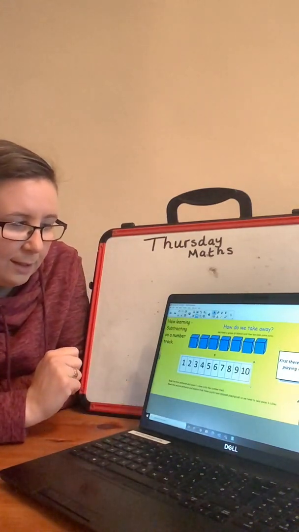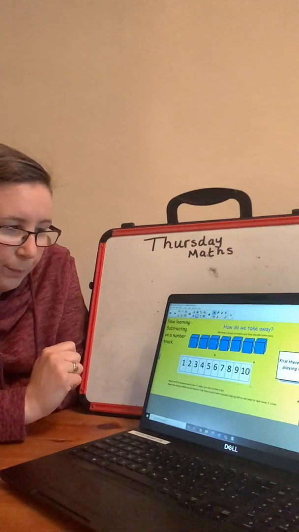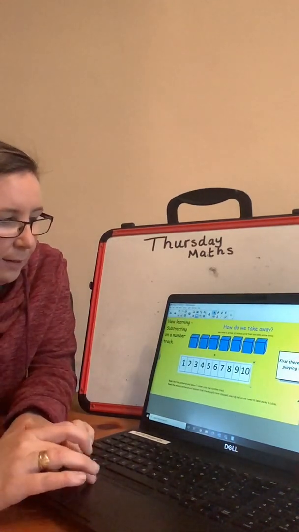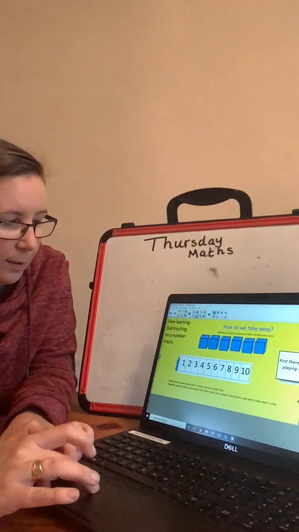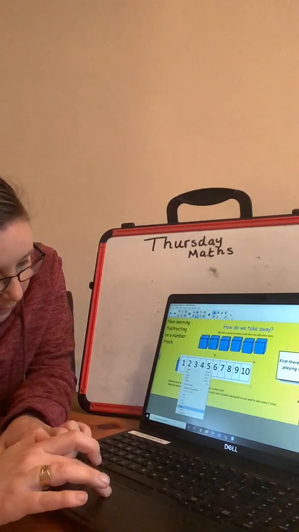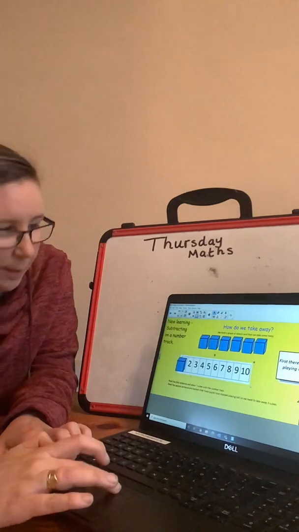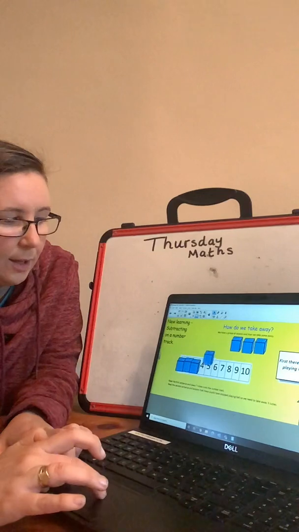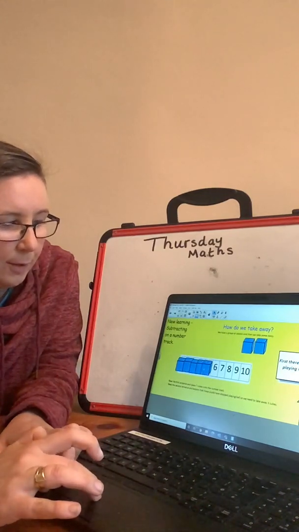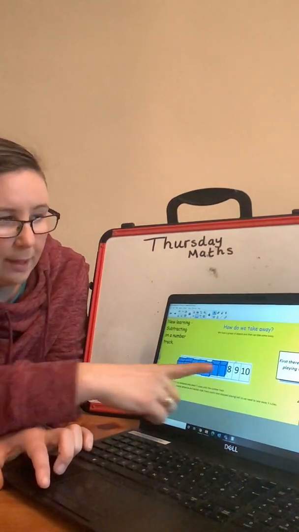So let's read the sentence again. First, there are 7 people playing with the ball. So I'm going to put 7 of these onto my number track. Are you ready? Oh, it's disappeared behind. Let's move that so it goes at the back. Otherwise we're not going to see them, are we? There we go. 1, 2, 3, 4, 5, 6, 7. So we've got 7 people. There they are playing with the ball.